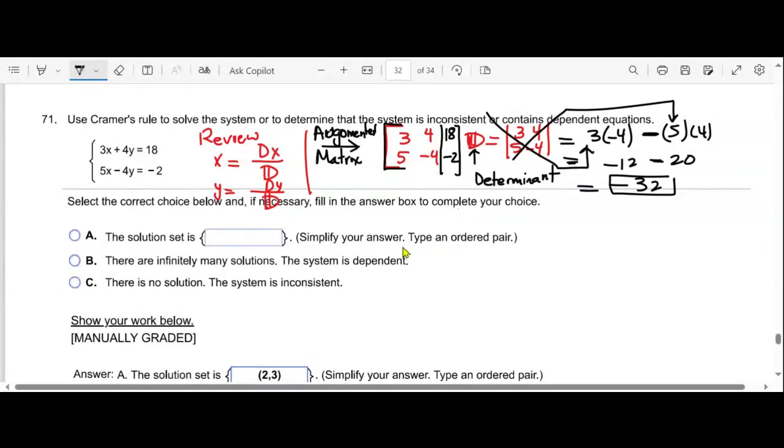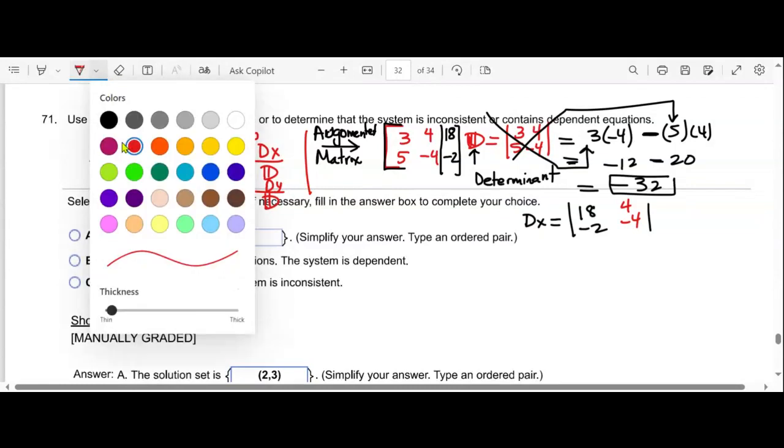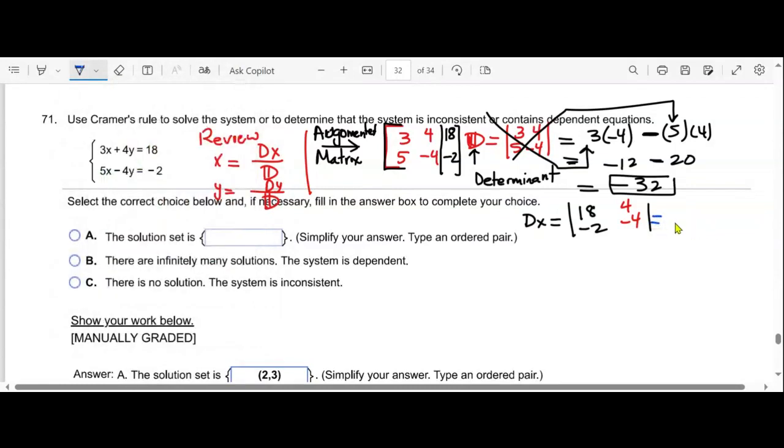Now we need to get dx. How can I get dx? Replace the column with 18 and -2, and here 4 and -4, correct. All right, good. So who can tell me how much this is? 18 times 4, -4 minus -2 times 4. Very good. Yalla, tell me what's the answer. Yalla, we calculate.